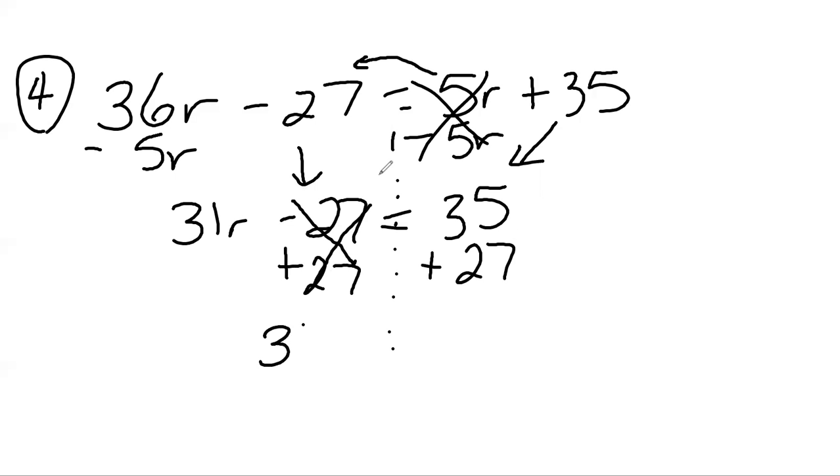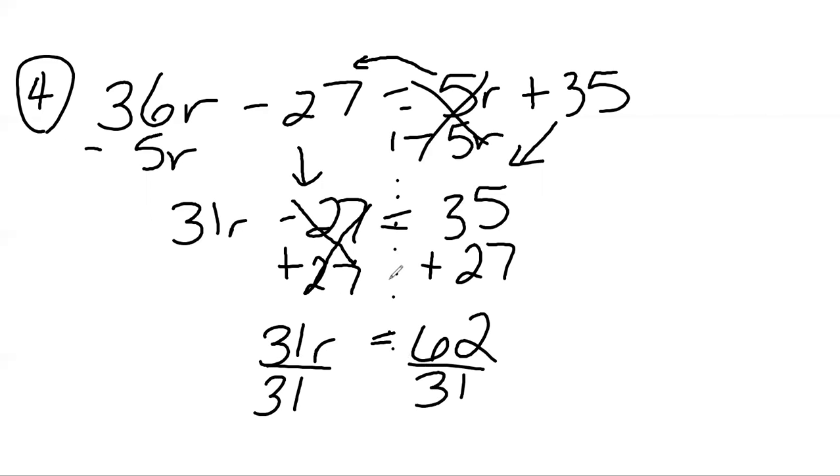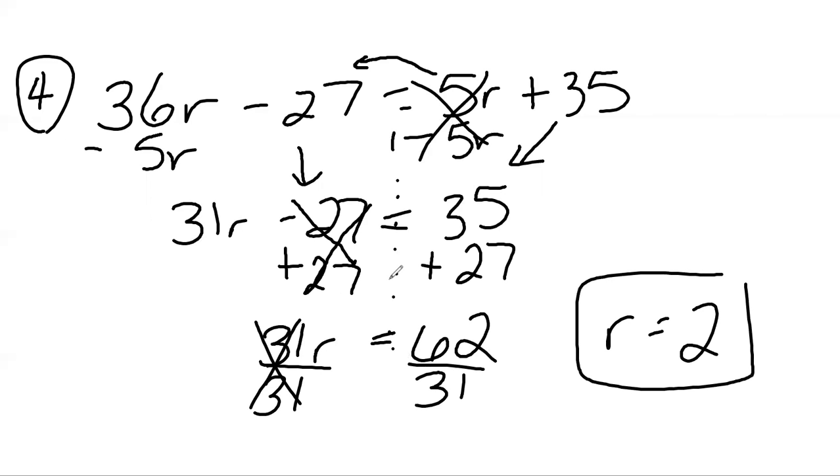So I get 31r equals, and when I add these two numbers together, 35 plus 27 gives me 62. So now I have 31r equals 62. This is 31 times r. The opposite of times is divide. So I'm going to divide each by 31. 31 divided by 31 gives me 1r, and it equals 2. And I will box my answer.